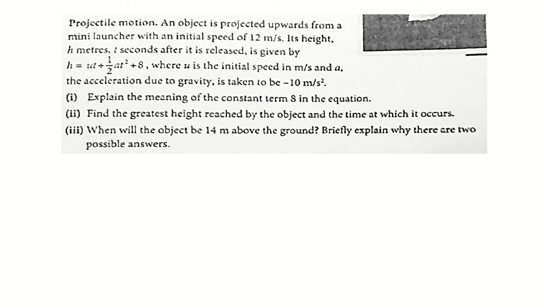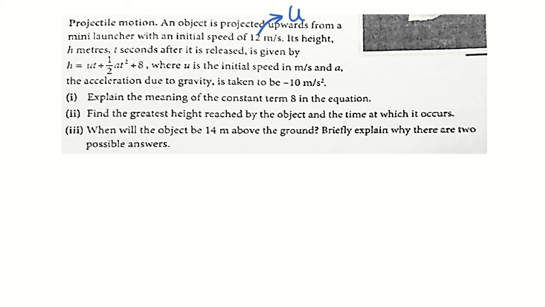Hello everyone, we will now look at a question involving quadratic equations. Basically, this question is about projectile motion. We are told that an object is projected upwards from a mini launcher with an initial speed of 12 meters per second. Initial speed is also denoted by this symbol u. The height is h and the time is t seconds.